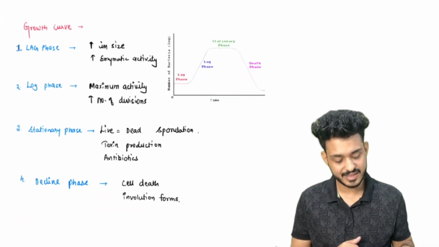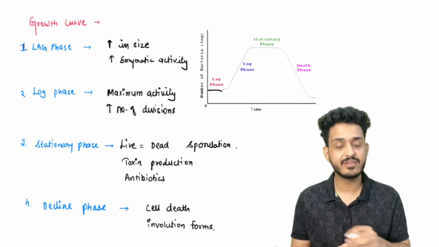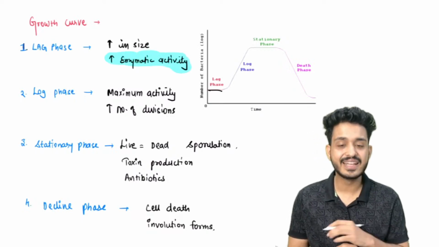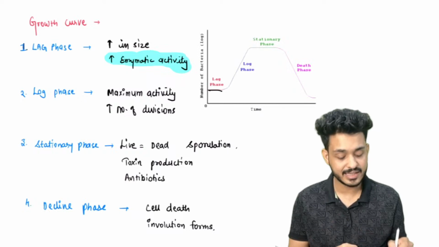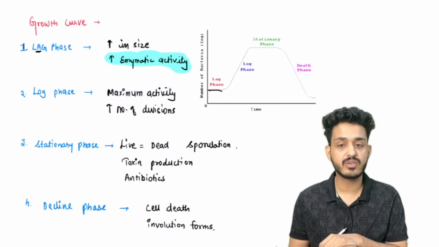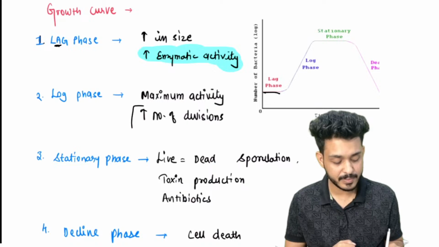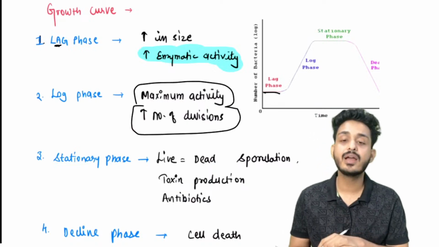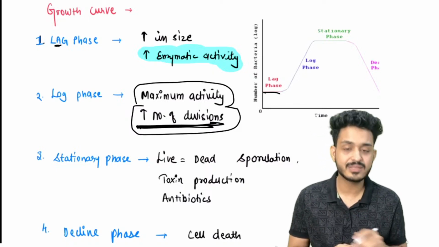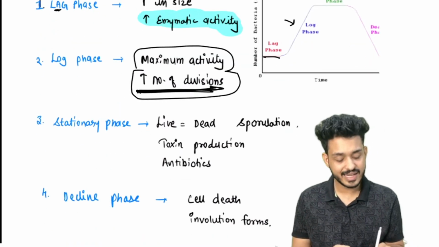So let's look here. This is the growth curve of a bacteria. The first phase is the lag phase. In lag phase, you have to remember there will be an increase in enzymatic activity. Just remember, A comes first, so lag comes first. Then there will be the log phase. Here you will find maximum activity of the bacteria and the maximum number of divisions. Maximum number of divisions occurs in the log phase.